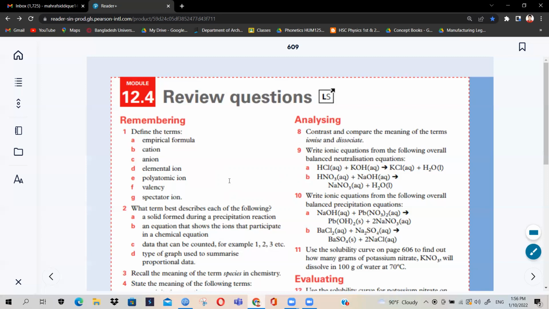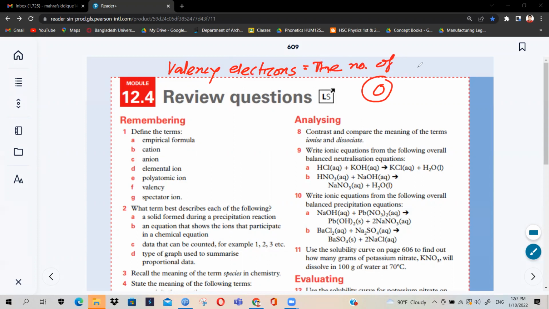Okay, I think you have forgotten the topic. No, that is not the thing. A valence electron means the number of electrons in the outermost shell. Valence electron is the number of electrons in the outermost shell. So for chlorine, tell me now, what will it be? 7. Okay, the number of electrons in the outermost shell.